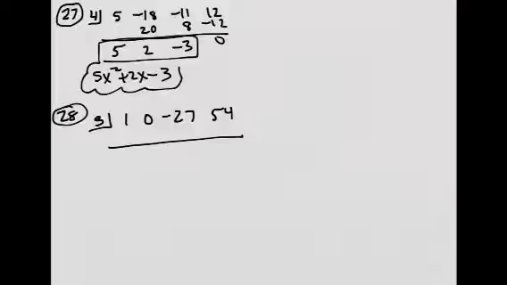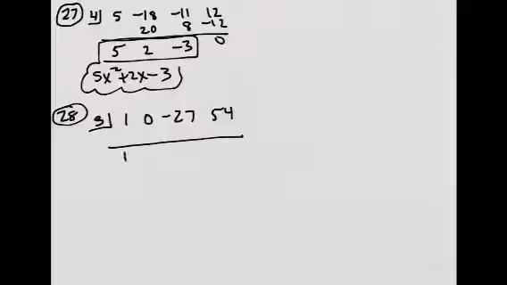Okay, 28 is another synthetic division. You're dividing by x minus 3. So that's why you have a positive 3 inside here. Okay, and these are the coefficients in standard form. Now notice there's a 0 because there was no x squared term. So I had to put a placeholder of 0.